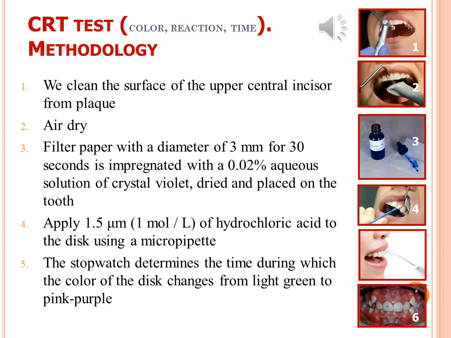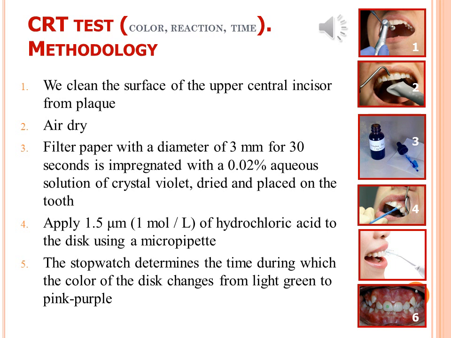The next test is the CRT test, color reaction time. The principle is based on the ability to dissolve tooth enamel and change the color of indicator paper. For this, a certain amount of 1 molar hydrochloric acid is used, applied to the enamel surface using indicator paper with a diameter of 2 mm. The CRT test is carried out as follows.